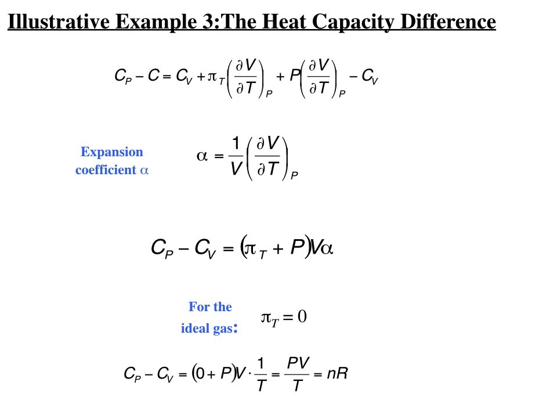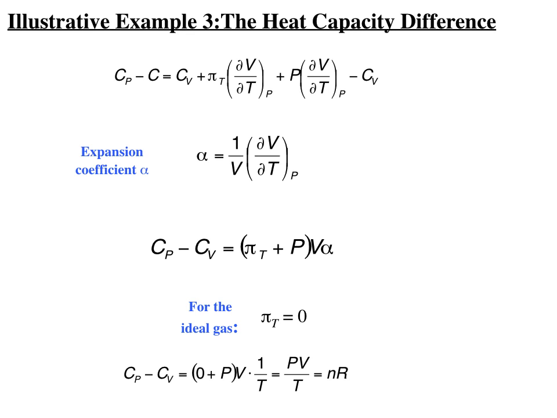Gathering up all the terms that survive from the previous slide, I notice I have a cancellation of CV on both sides of the equation. Then for the dV dT at fixed P, I can substitute something we've already learned that we called the coefficient of expansion alpha. And when I put that in, I get this nice general expression: Cp minus Cv is equal to pi T plus regular P times V times alpha.